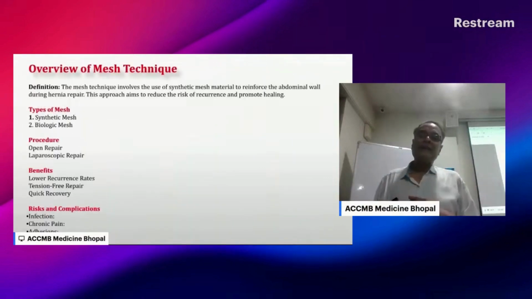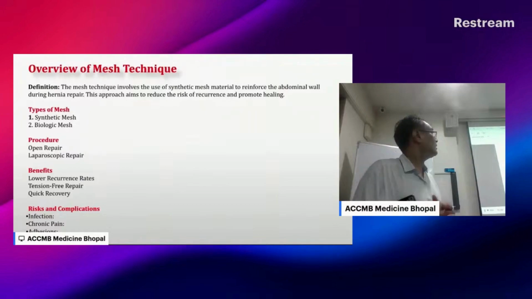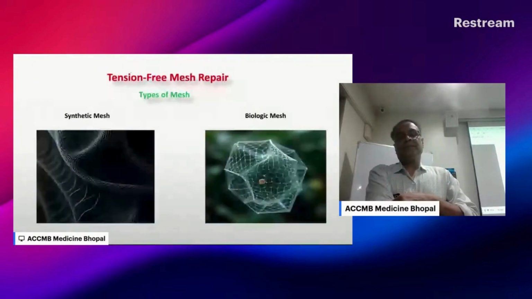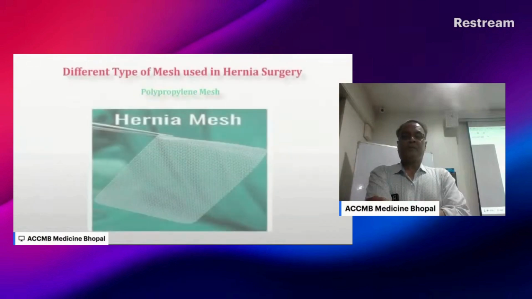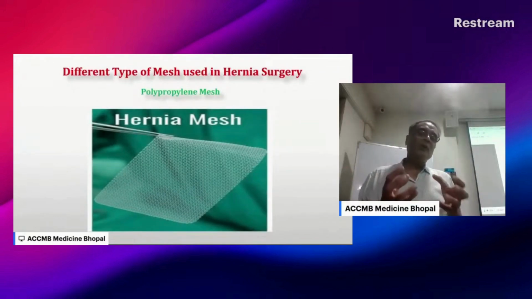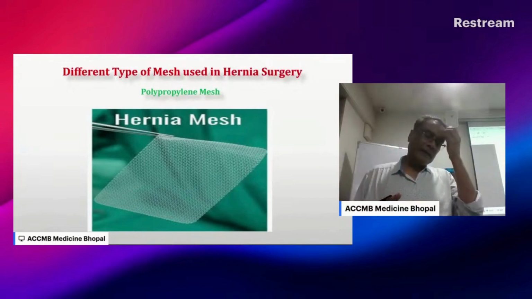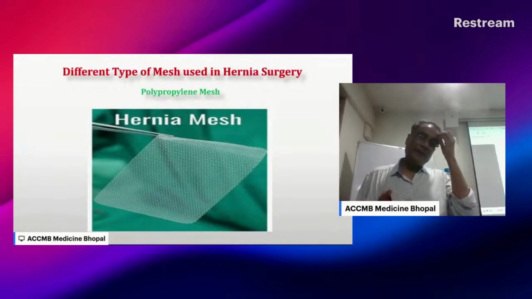So different types of meshes are available, synthetic mesh, biological meshes. We'll discuss all these things in upcoming slides. Next. So these are the different types of mesh used in hernia surgery. This is called polypropylene mesh. This is soft polypropylene mesh, and this is a very conventional mesh we use in all types of inguinal, ventral, umbilical hernia, and it is very cost effective also.